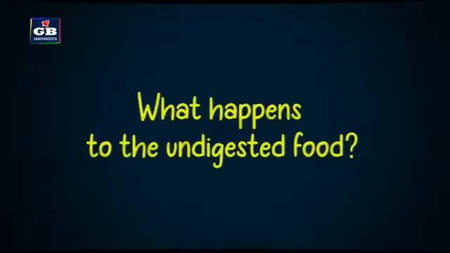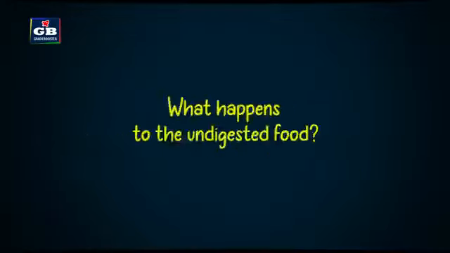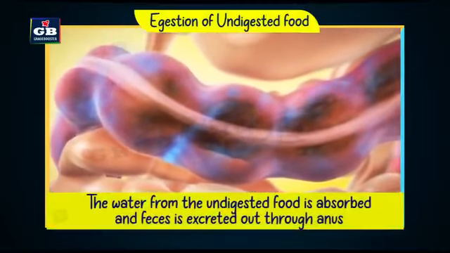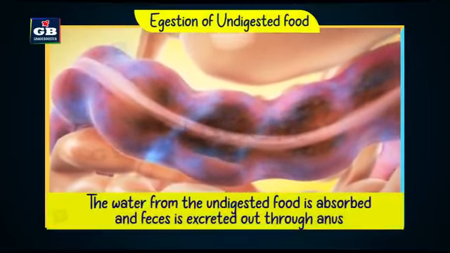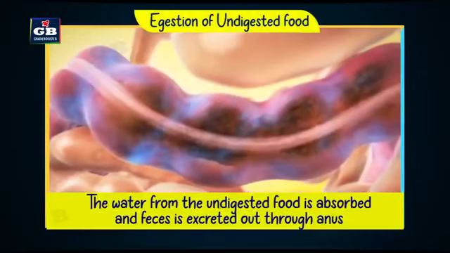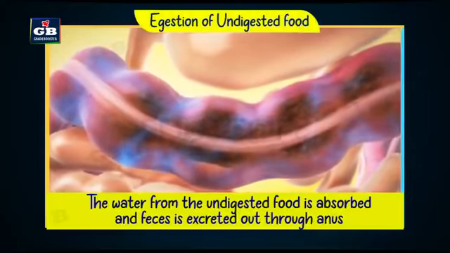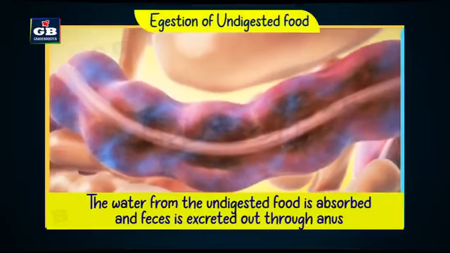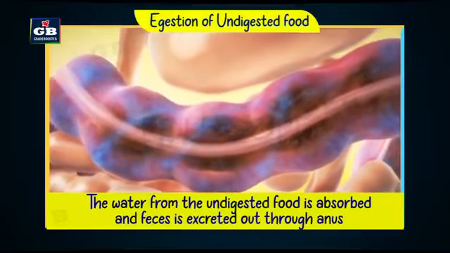Now, what happens to the undigested food? The undigested food passes into the large intestine. Here the water is absorbed into our blood and the remaining solid waste becomes feces and is finally excreted out through the anus. This is all about our human digestive system.